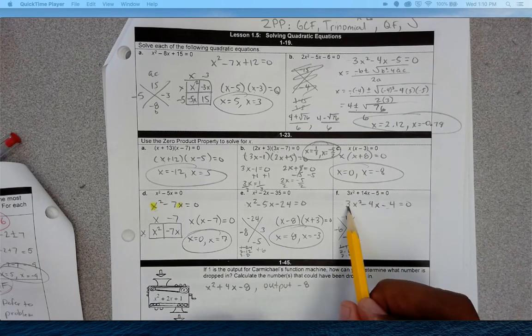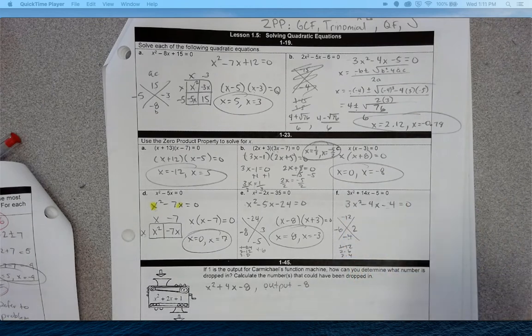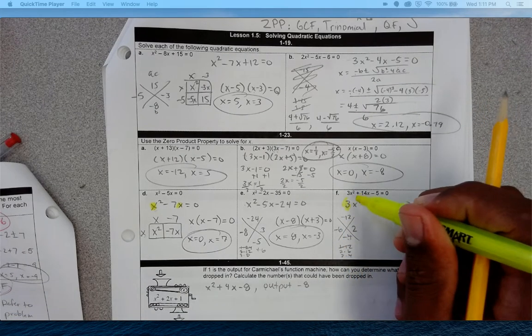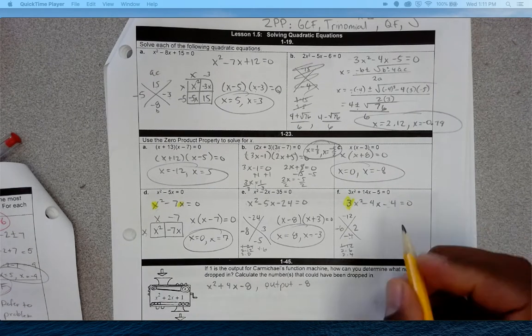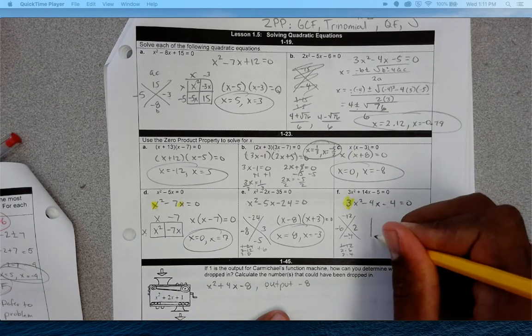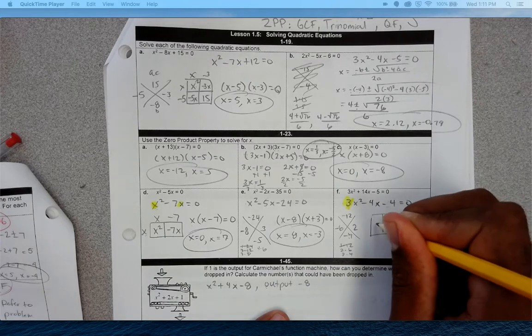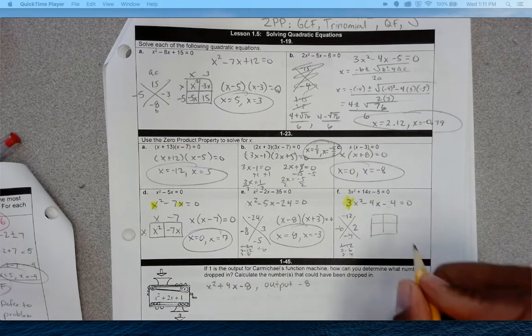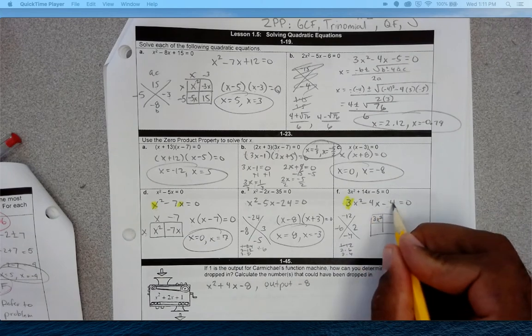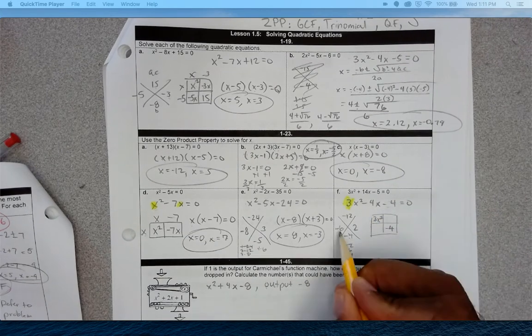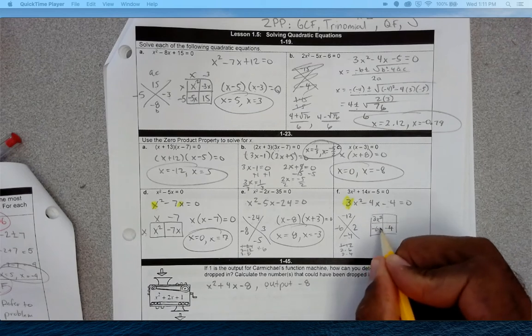But now what's different is now I've got a larger coefficient bigger than 1. So again, if it's bigger than 1, I'm going to have to use a box. Okay, a 2x2 box for trinomials. Okay, so the first term goes up here. Okay, then the last term goes here. And then I take those two numbers I found and put an x next to it.